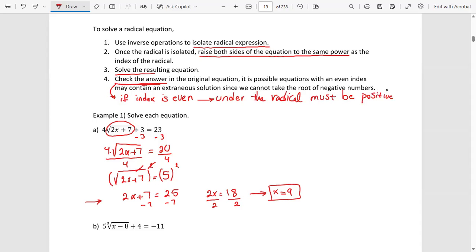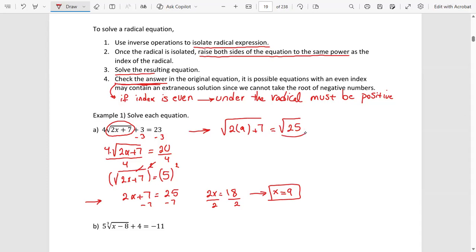What if the index is odd, like 3 or 5? It doesn't matter. We can have both negatives and positives under the radical, so we don't have any restriction, and we can accept all the solutions. So if I replace x by 9 inside the radical, I have 2 times 9 plus 7. 2 times 9 is 18, and 18 plus 7 is 25. It's positive, so it's okay. We don't have any problem with that.